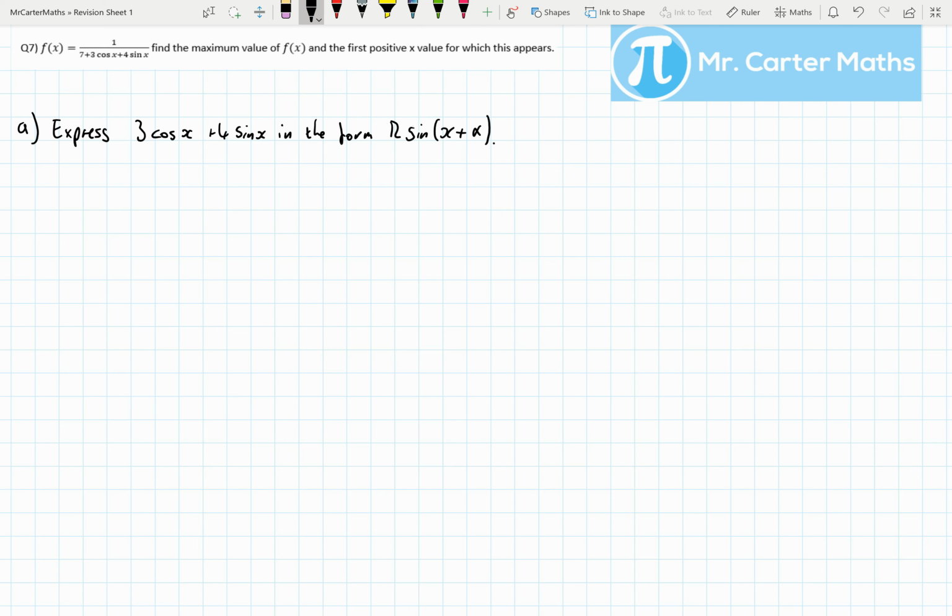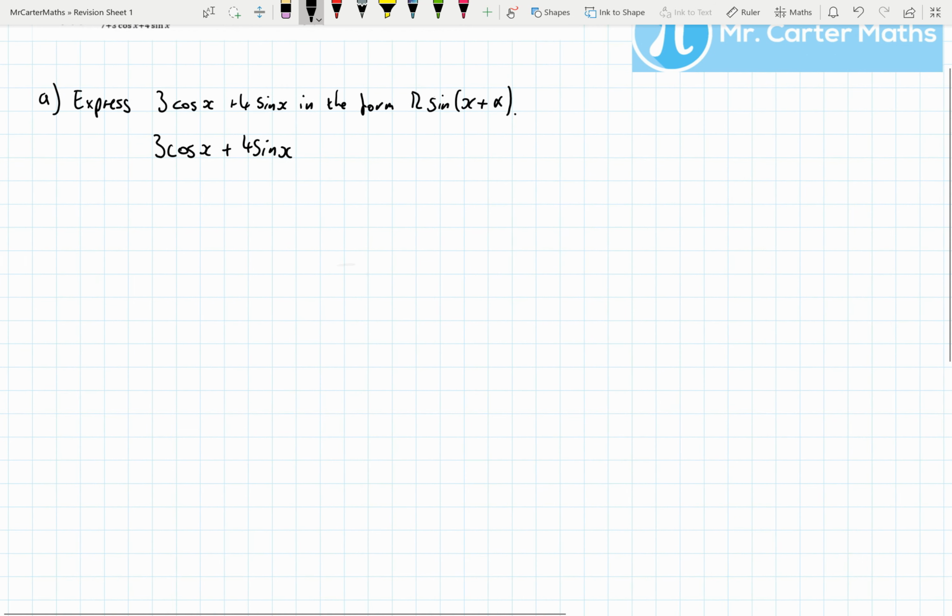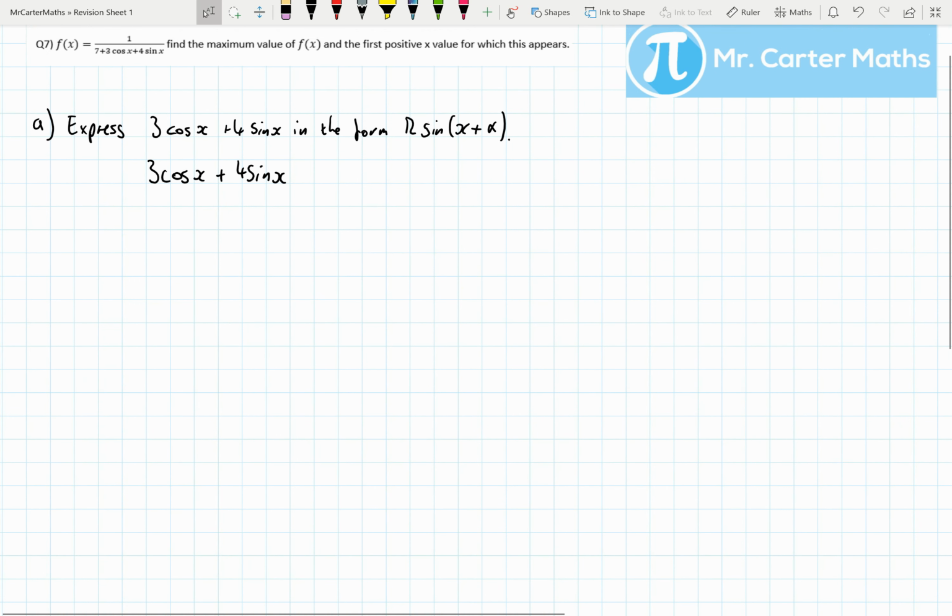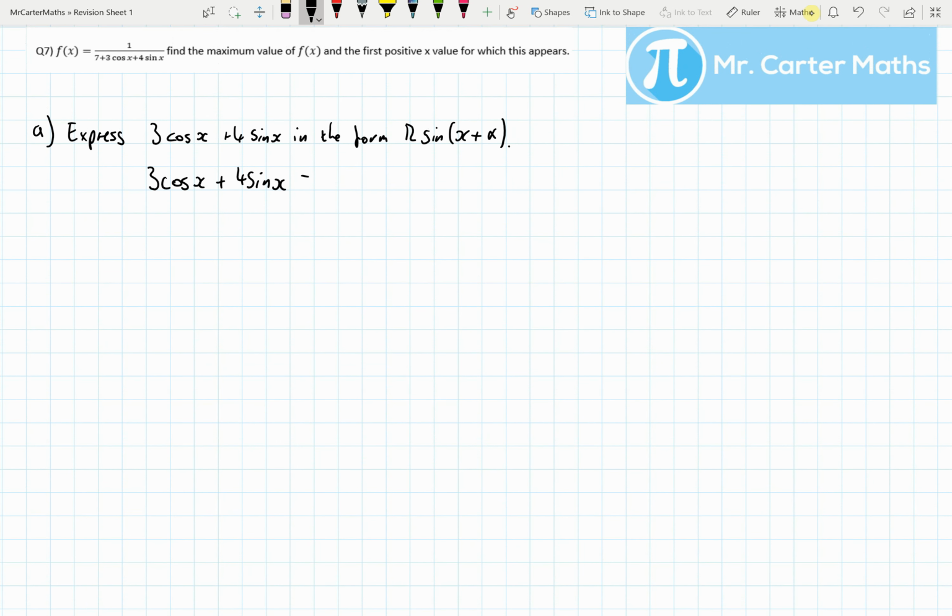So I want to recognize that 3 cos x plus 4 sin x is equivalent to r sin(x plus alpha). I'm going to go ahead and apply my addition formulae, which is in your formula book if you need it, to my right hand side, which gives me r sin alpha cos x plus r cos alpha sin x.